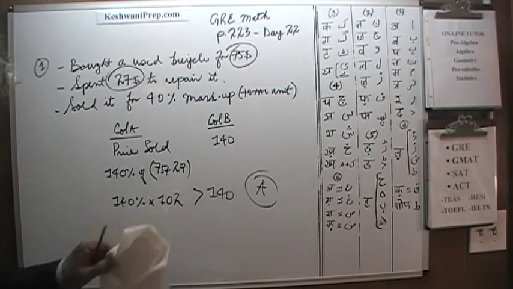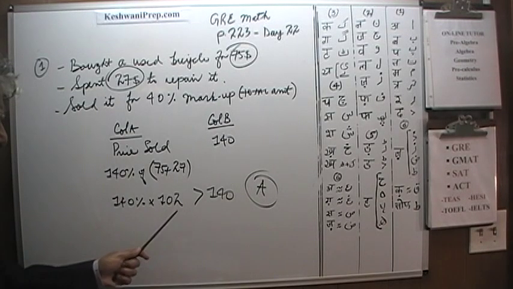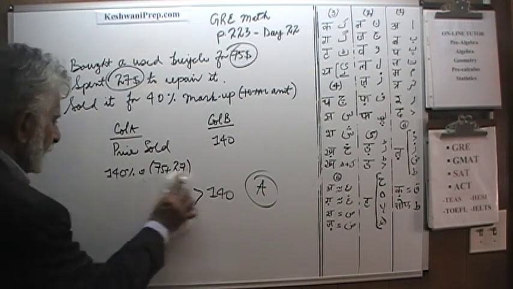Let's do the next one. 140% of 102, what it is, we're not interested in it. Whatever it is, 140% of 102, of course, is going to be more than 140.